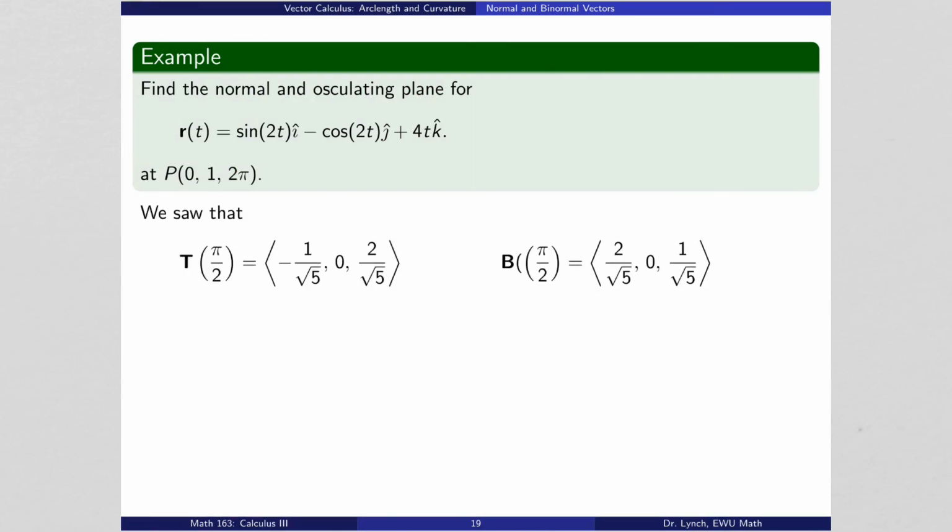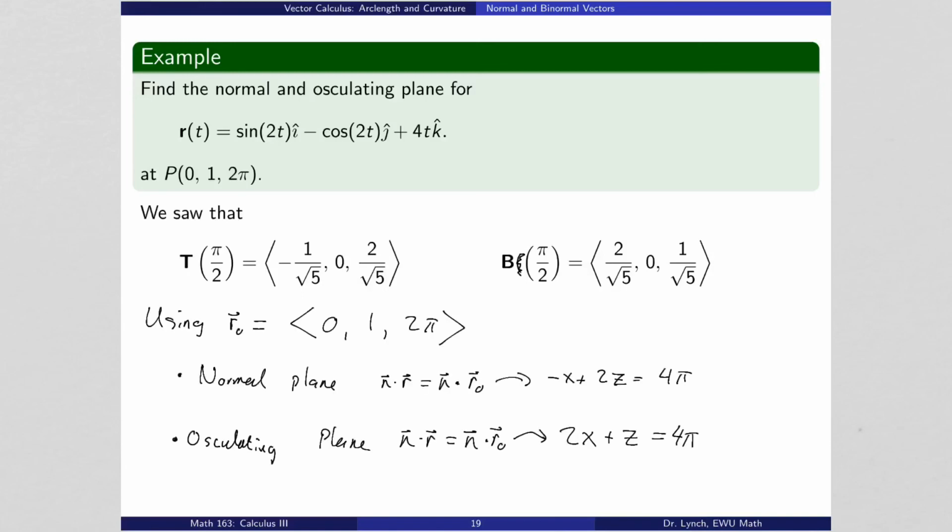So we'll go ahead and write down equations for the normal and osculating plane to this last parameterization we discussed. We saw that the unit tangent at pi over 2 was minus 1 over root 5, 0, and 2 over root 5. And of course, the binormal at pi over 2 was 2 over root 5, 0, and 1 over root 5.